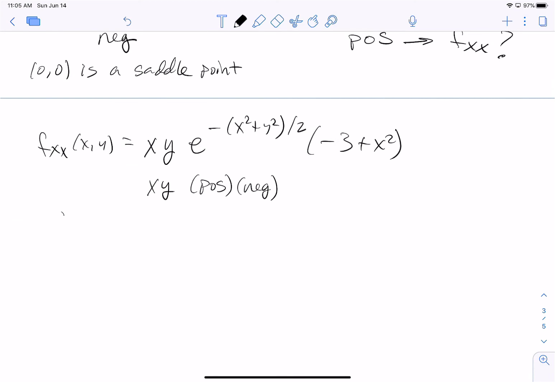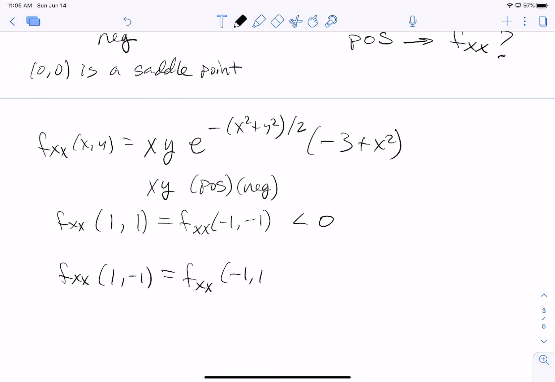Therefore, fxx, if the signs match for x and y, so (1, 1) and (negative 1, negative 1), are both going to be negative. Fxx at either (1, negative 1) or (negative 1, 1), that's going to give us a negative for the first pair of factors, and then positive times negative, and so is positive.